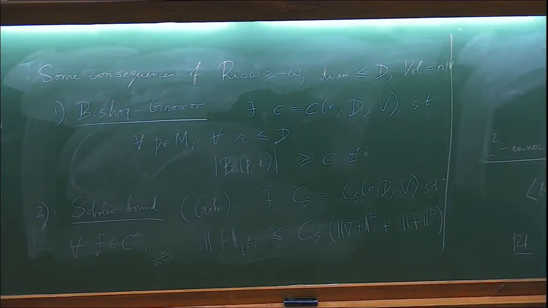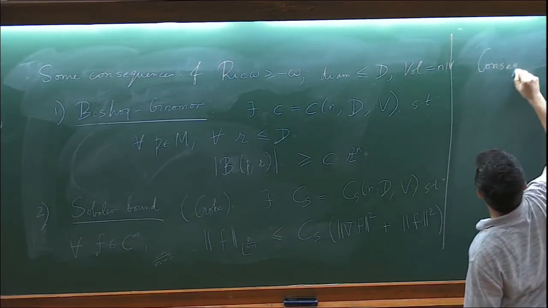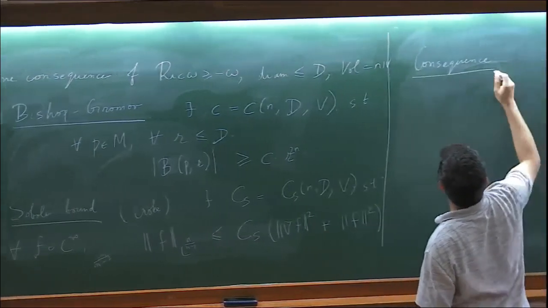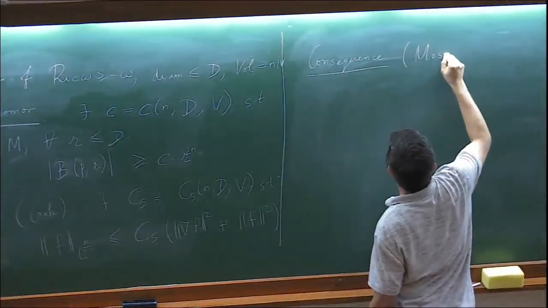Right, so an important consequence of this is that one has a priori estimates on how big these sections can get. So a consequence, using a very standard technique in geometric analysis, namely Moser iteration.